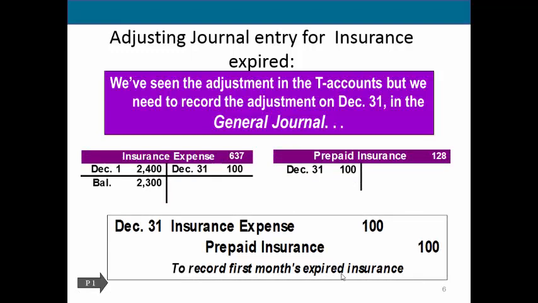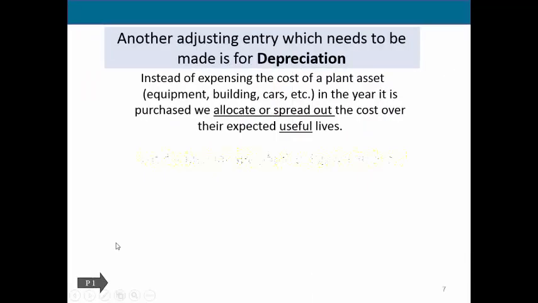Here's our actual journal entry. It's basically the same thing that we were doing before. We were looking at it on our T accounts, but this is the actual adjusting entry. So we recognize our expense here. This is just the debit side of that T account. Insurance expense of $100, and we reduce our asset, our prepaid insurance asset, by $100. So this is our first example of an adjusting entry.